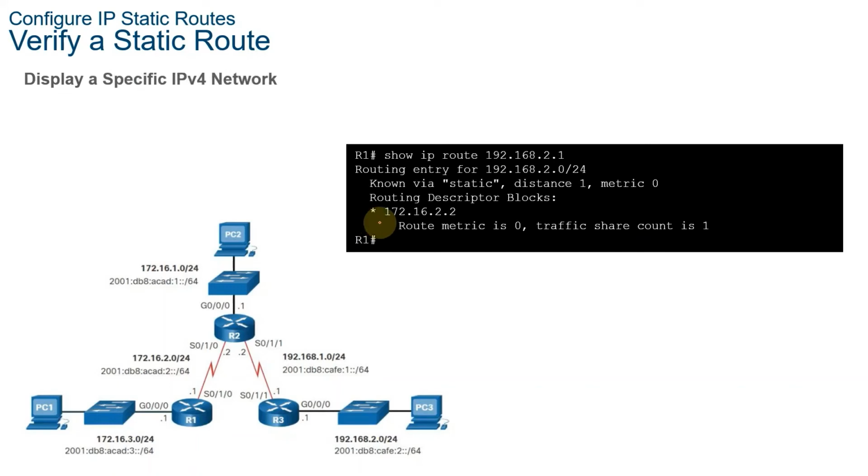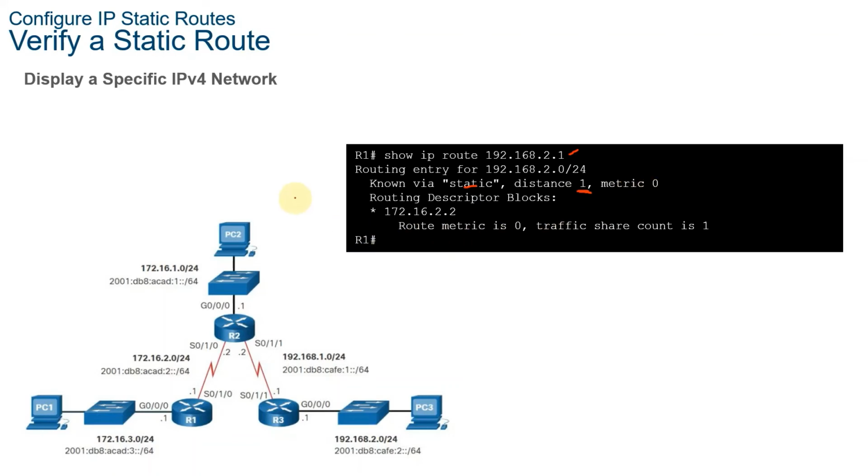Next, how about displaying a specific IPv4 network? You can also filter the output. This command will show output for only the specified network in the routing table. So you specify the network to be 192.168.2.0, that would be show ip route 192.168.2.0. That would display the routing entry for 192.168.2.0, known via static. Take note that the administrative distance for the static route is 1, and the metric is 0.